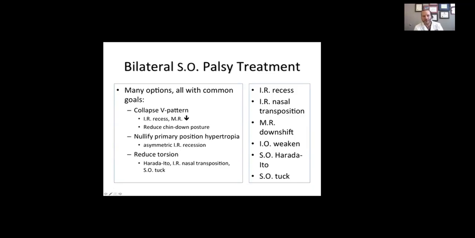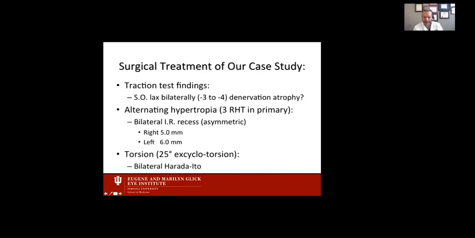Now, what are my favorites? Well, my favorites are inferior rectus recession, combined, maybe doing that asymmetrically for any primary position hypertropia, and then adding in Harada Ito.